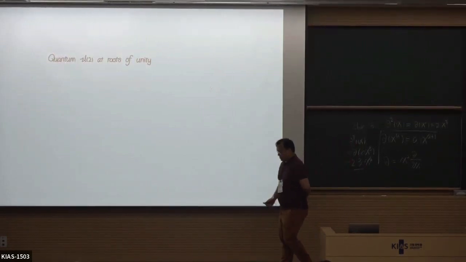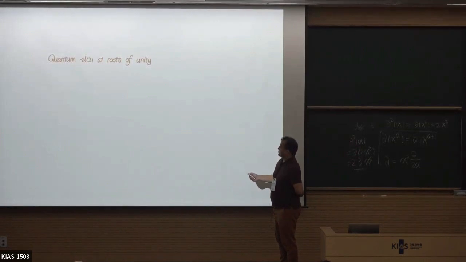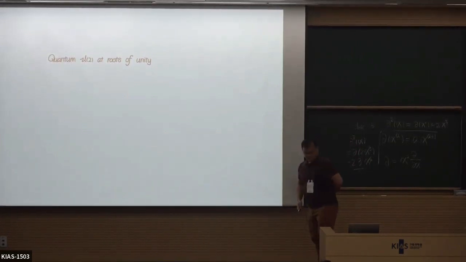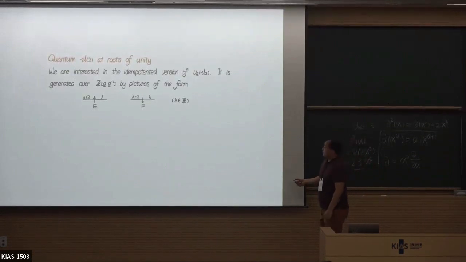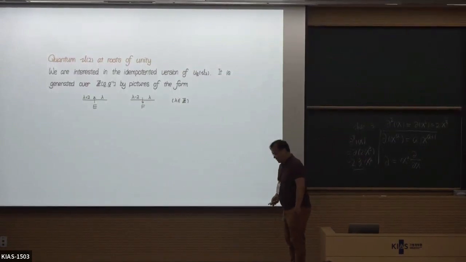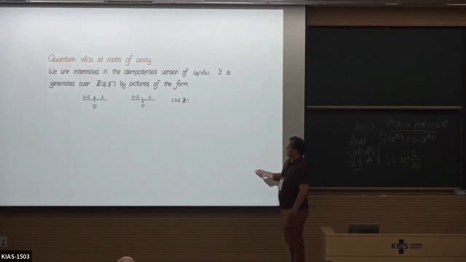Let me give you a biased review of what quantum group of SO2 at roots of unity is, as a quantized gauge group. Quantum groups are local gauge symmetries of quantum states. We're going to draw pictures for this quantum group. We're interested in a very particular version of quantum SO2 at roots of unity.